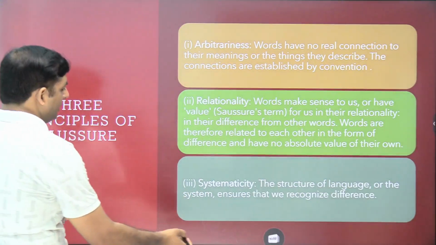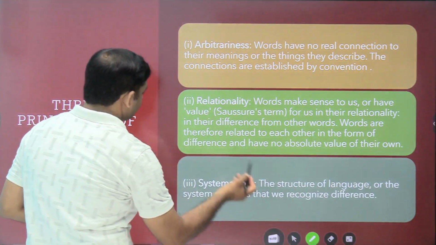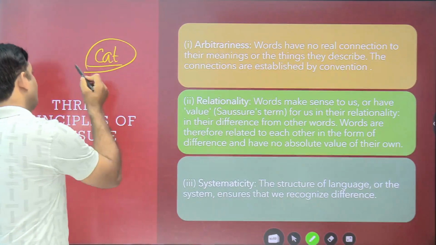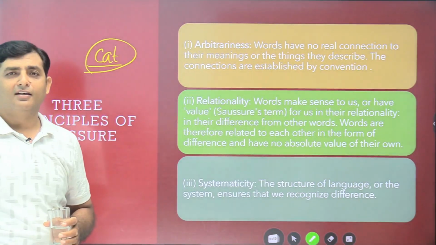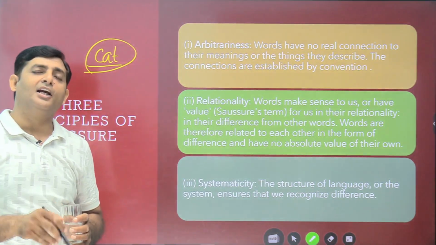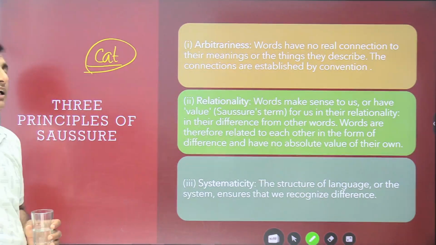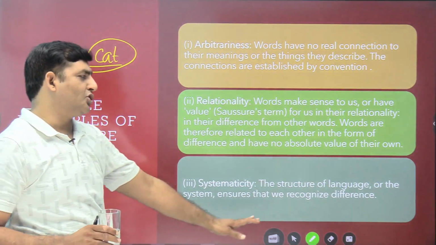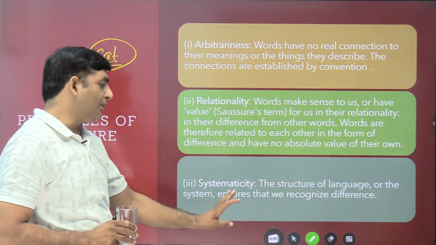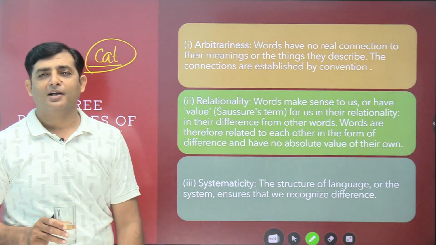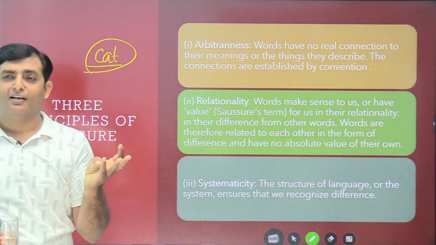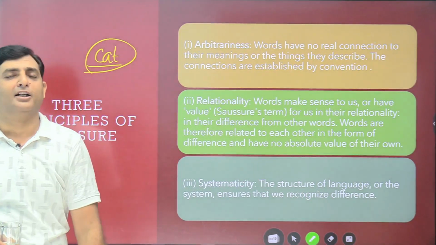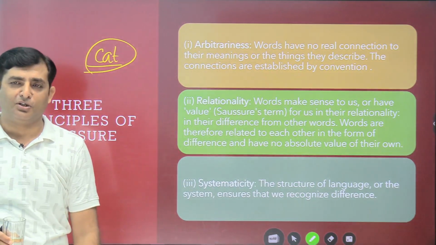Suppose that you just write here the word cat. It doesn't have any meaning unless it is understood in relation to other words. And the third word is systematicity. The structure of language, or system, ensures that we recognize difference. Arbitrariness, relationality, and then systematicity. These are the three principles propounded by Ferdinand de Saussure.